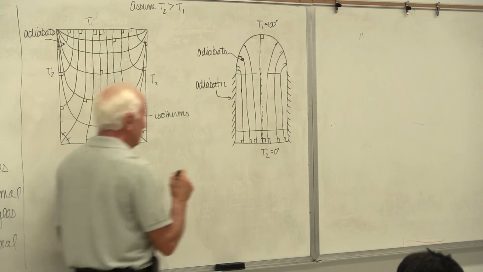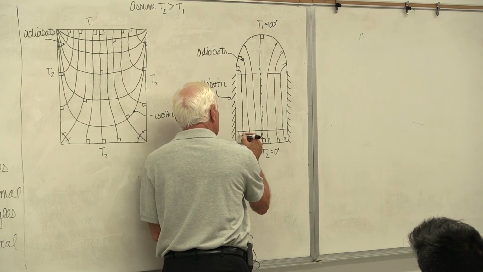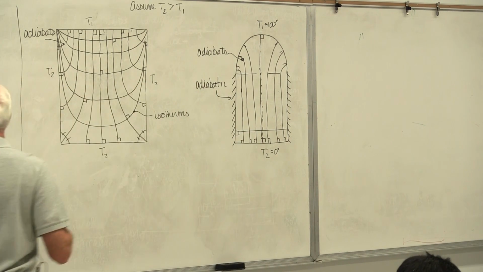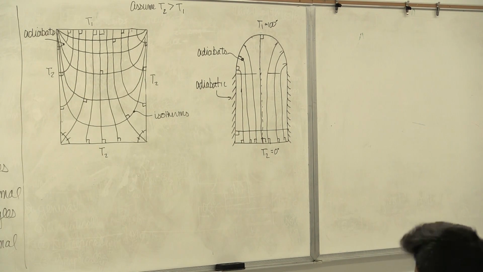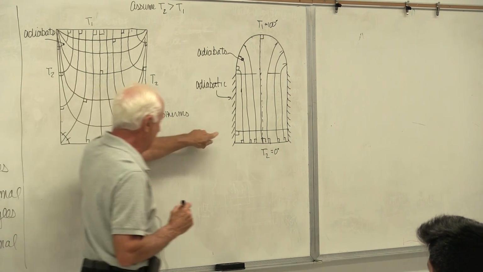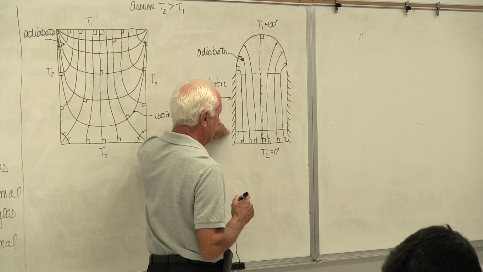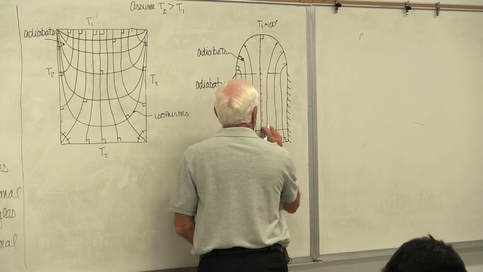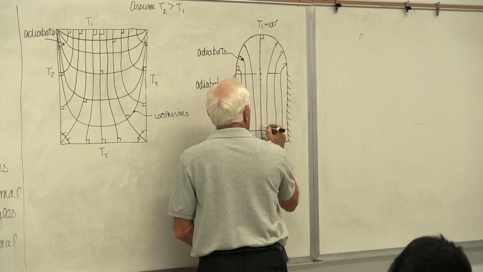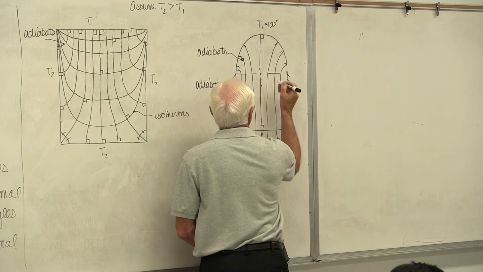When I get to an adiabatic boundary, read the rule. Isotherms intersect adiabatic boundaries at right angles. When I get to this adiabatic boundary, the isotherm has to come in at a right angle. It has to cross everywhere inside the body at a right angle.